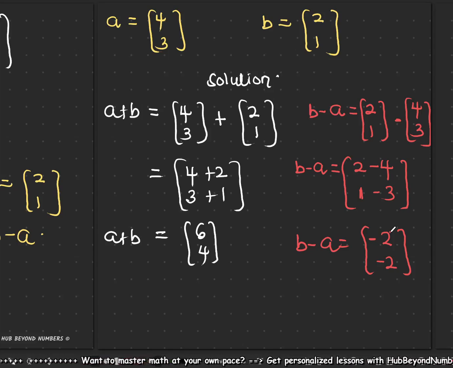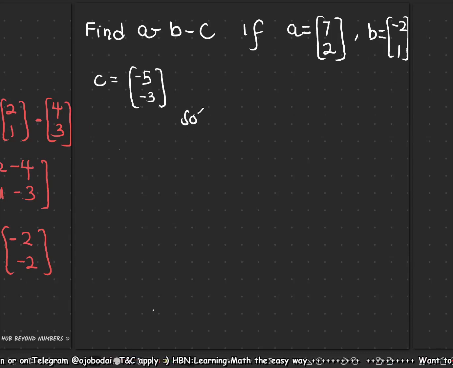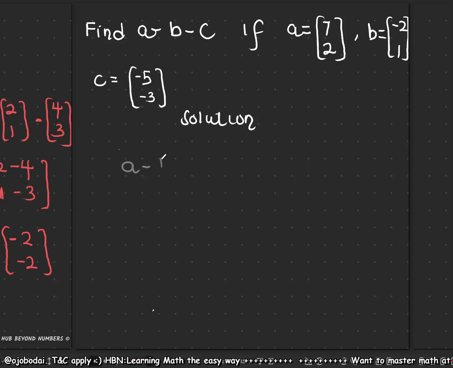Let's look at one more example and then that'll be it. So this question here says we have to find A minus B minus C. This is the vector A, this is the vector B, and then this is the vector C. So how do we work this? As I said earlier on, your integers must be on point. So for A minus B minus C, we first need to put down our A.